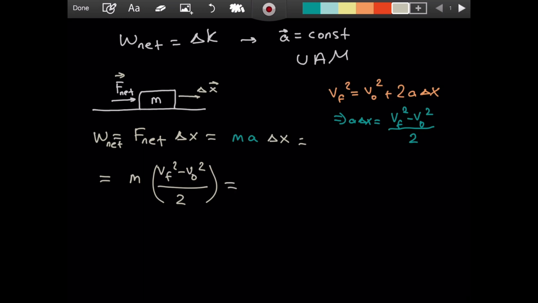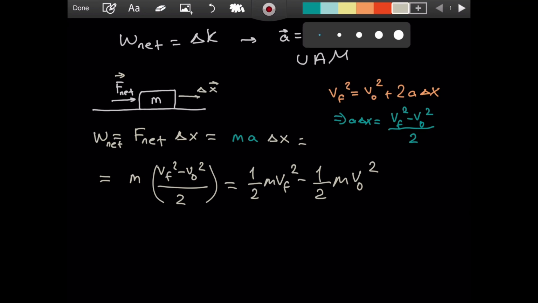Now I can distribute the multiplication. I can get rid of the parentheses so that I am left with 1 over 2 m v final squared minus 1 over 2 m v naught squared. And you might say, aha, I see where this is going. Because what is the definition of kinetic energy? Let's write it here, perhaps. So kinetic energy is defined to be 1 over 2 m v squared.